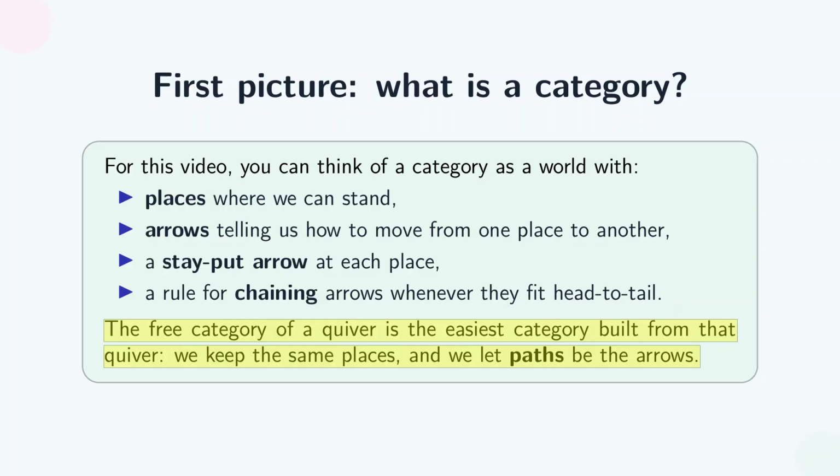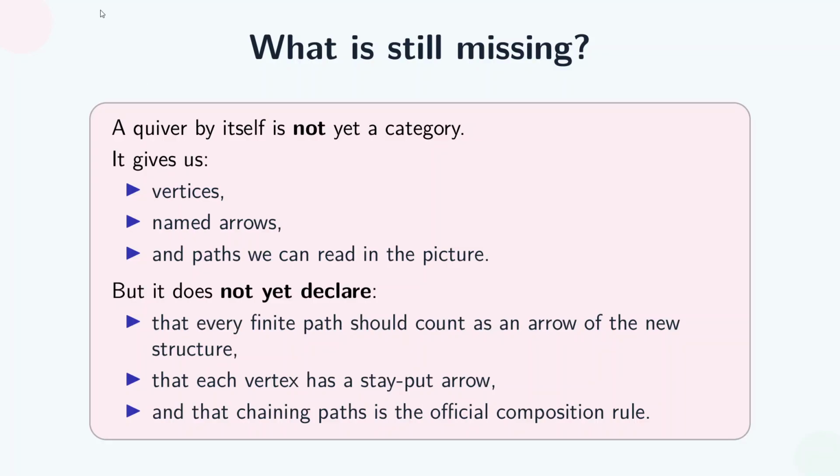At this point, we can see what a quiver gives us, and also what it does not yet give us. A quiver by itself is not yet a category. It certainly gives us vertices. It gives us named arrows between vertices. And from the picture, we may be able to read paths. But that is still not enough. The category needs more structure to be explicitly declared. We must say that every finite path counts as an arrow in the new structure. We must say that each vertex has a stay-put arrow, which will serve as its identity. And we must say that chaining paths together is the official composition rule. Without these declarations, we only have a quiver. We have the raw material, but not yet the finished categorical structure.